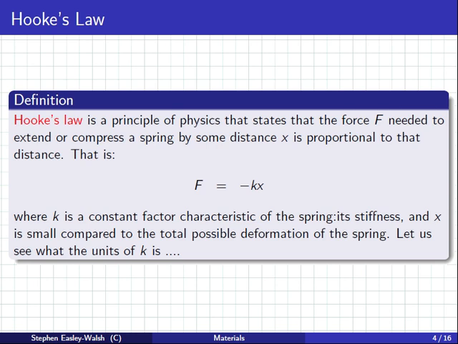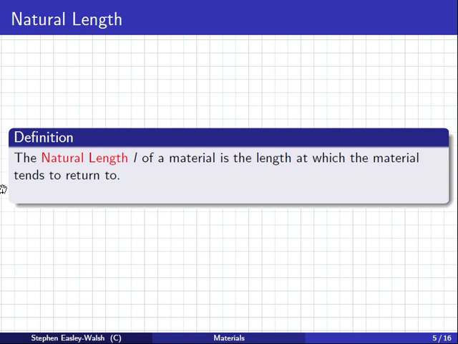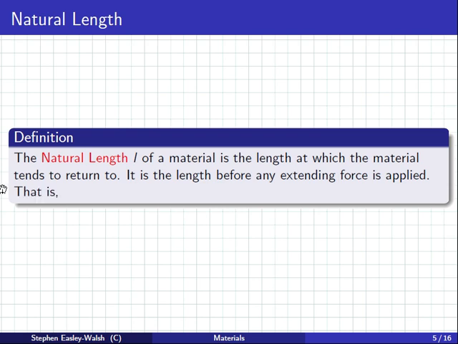x. It's just notation. Does anyone know what the natural length of something is? The normal length, yeah, the first length. The natural length is called L, and the natural length L of a material is the length at which the material tends to return to. It's the length before any force was applied, as you said. That is, it's the length it wants to be at.